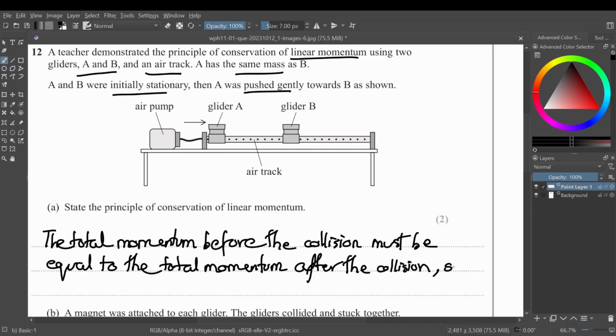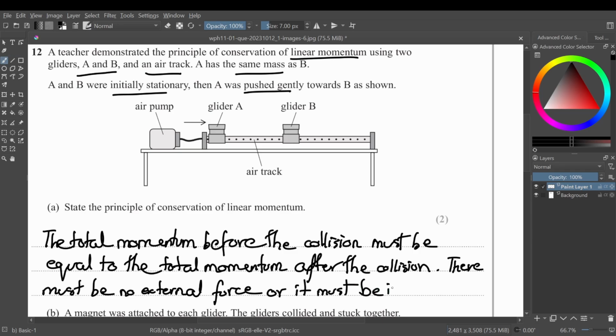So basically you can write it as another sentence. There must be no external force, or you could say it must be in a closed system. They basically mean the same thing. There must be no external force or it must be in a closed system, right? So this is your final answer.